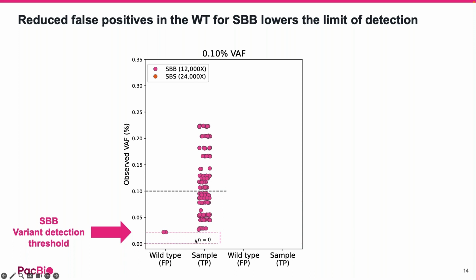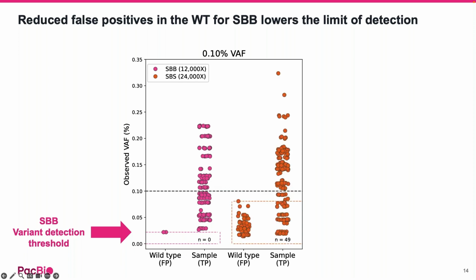So for SBB, none of our true variants are below this allele frequency cutoff, meaning that all of these would be able to be called. In contrast, for SBS, here shown in orange, we have a ton of false positives in the wild type. And if we look at the estimated allele frequencies of those false positives, that significantly overlaps with the allele frequencies that are estimated in the sample. And so what that means is that none of these variants that are below this variant detection threshold for SBS would actually be able to be called.